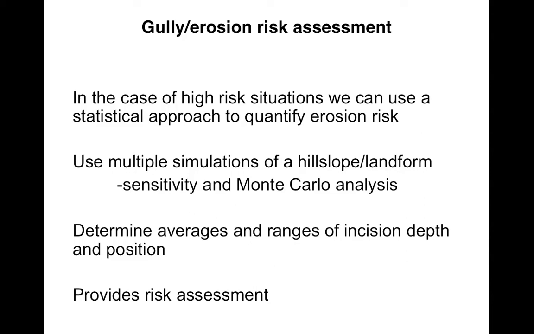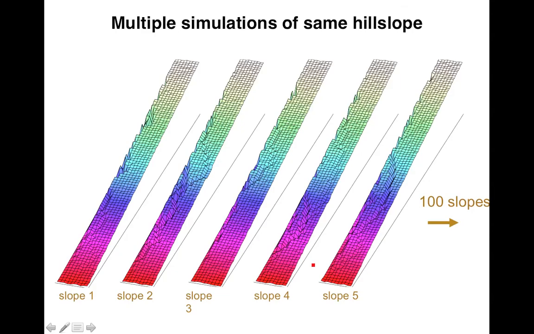So, there's also probabilistic methods you can apply as well, right? So this is an example of probabilistic estimates of gully erosion risk assessment. You want to assess the high risk situations, right, using multiple simulations to develop some statistics of likelihood, right, using Monte Carlo analysis, and determine averages and also variation of ranges in some of the results of incision depth and where incision happened, the position on the hill slope, to provide a risk assessment.